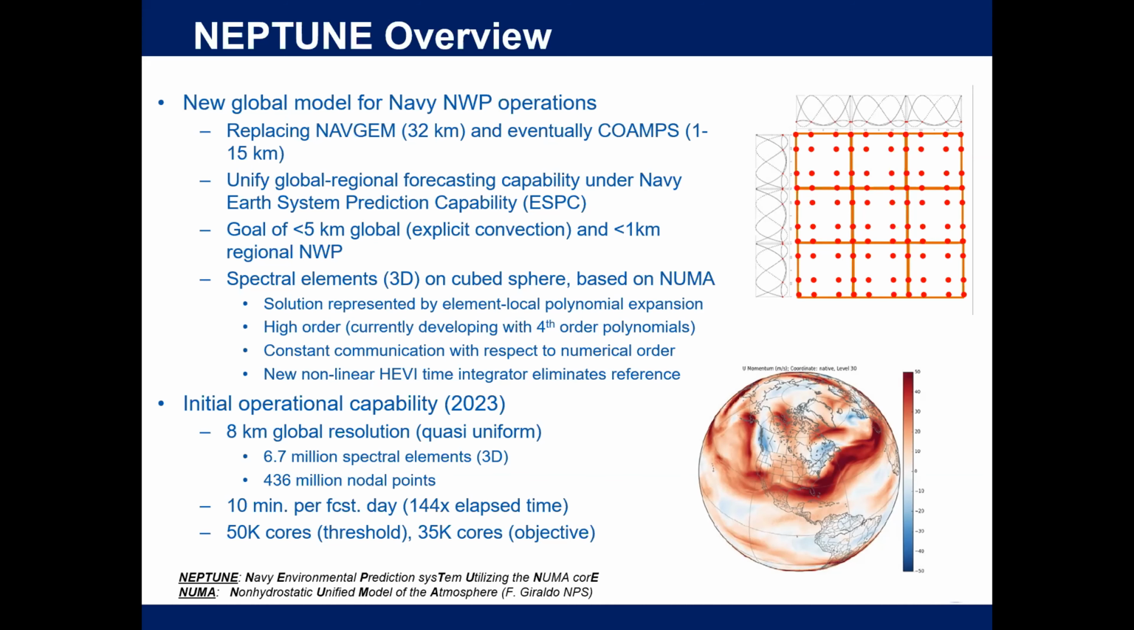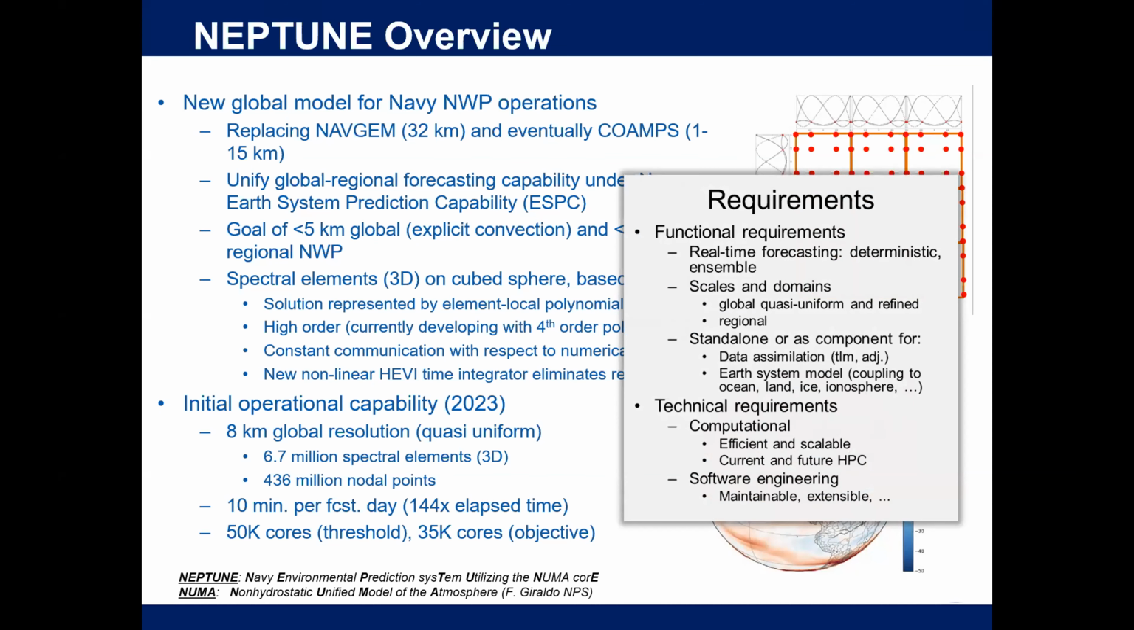In order to be timely for forecasting, we can't take any longer than 10 minutes per forecast day. That's a simulation speed of 144 times real time, that is wall clock time. The resource envelope that we have to fit into is 50,000 cores on the Navy's latest AMD EPYC Rome machine called Narwhal. It's a Cray Shasta, but we'd like to get that down to 35,000 cores to run operationally. So that sort of drives the technical requirements that we have for the model.